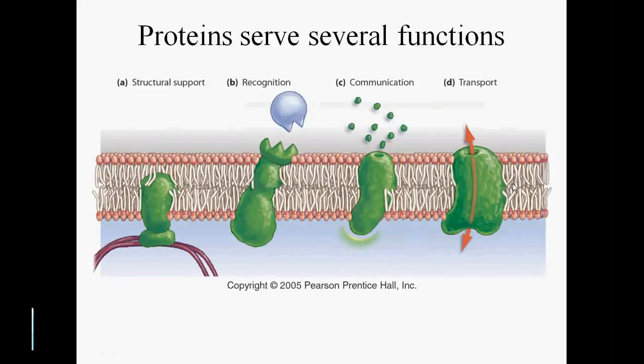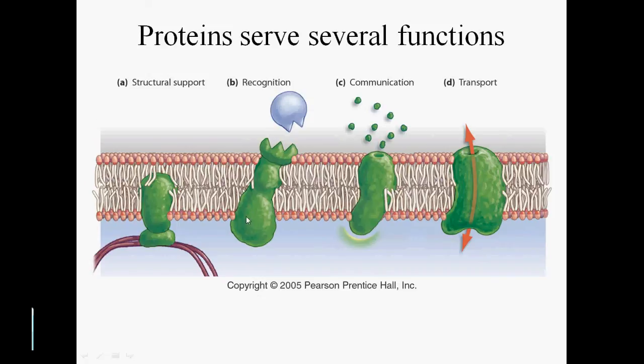The other component of the plasma membrane that we'll be discussing are the proteins. The proteins serve a variety of functions in the plasma membrane, including structural support. As you can see, this particular protein is anchored to parts of the cytoskeleton, so it provides structural support, recognition, communication, and transport. And we can describe these proteins in two different ways.